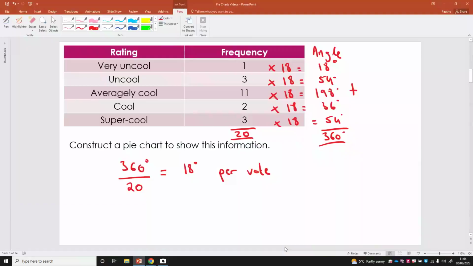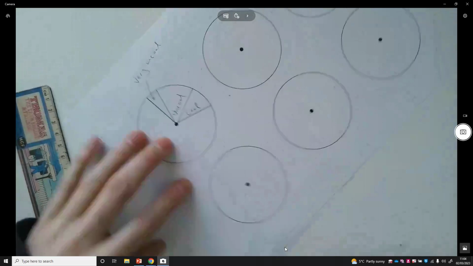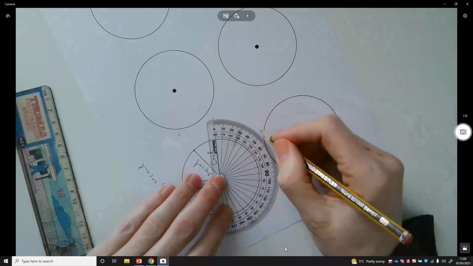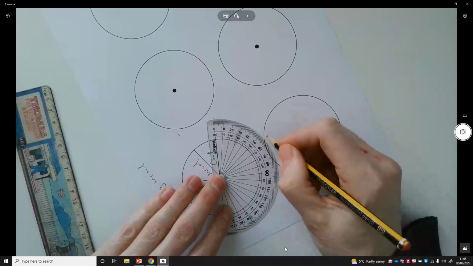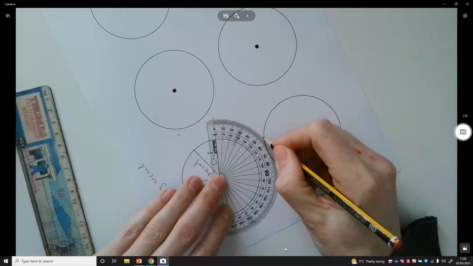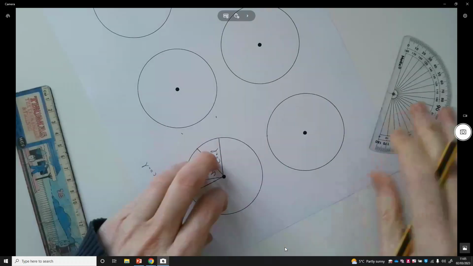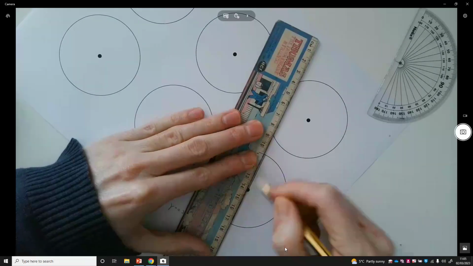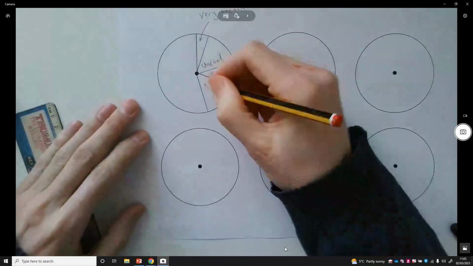Next one. Oh, well, super cool. 54 degrees. Okay, so here I go. 54 again. Well, I'm going to overlap this pie chart here, but no biggie. 54 is about here, so put a very thin mark there. All right, and I'm going to go here. And that was super cool.